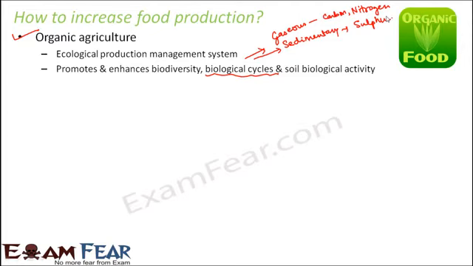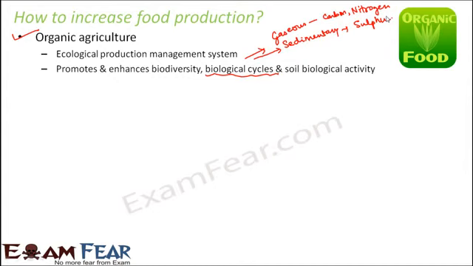So when organic agriculture is put into practice, we are trying to use minimum fertilizers and chemicals. As a result, all these biological cycles remain unaffected, because the more fertilizers and more pesticides we use, the more adverse effect it is going to have on the environment. So that way, this can actually help in keeping the environment neat and clean. So that is one thing.